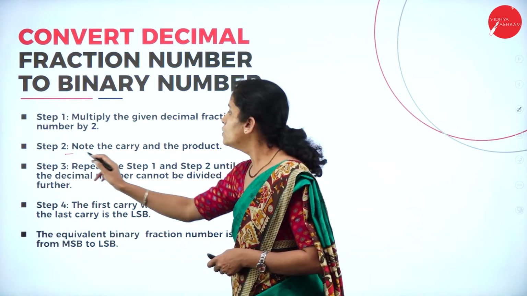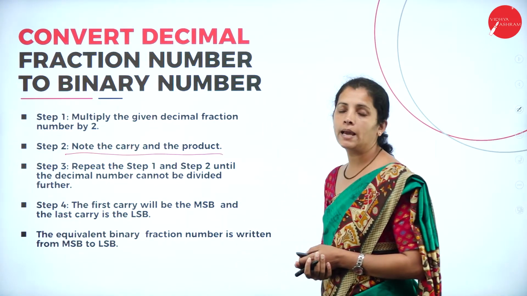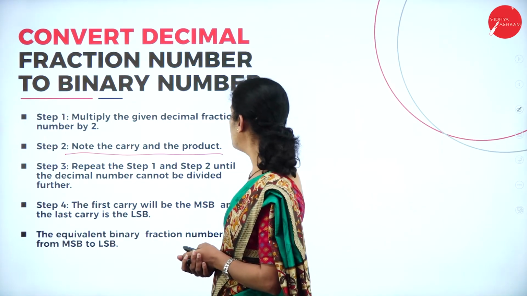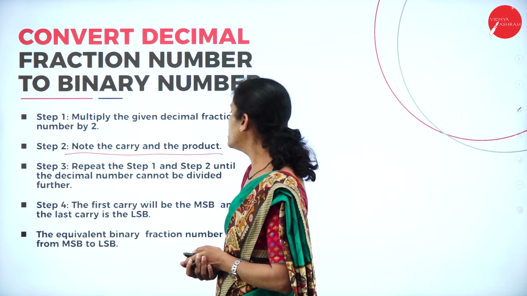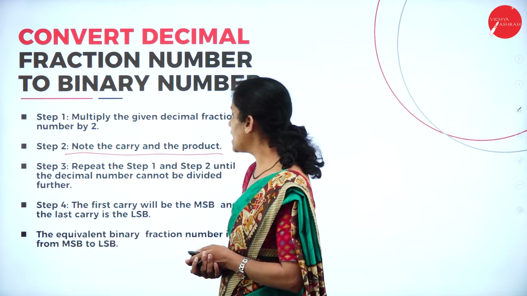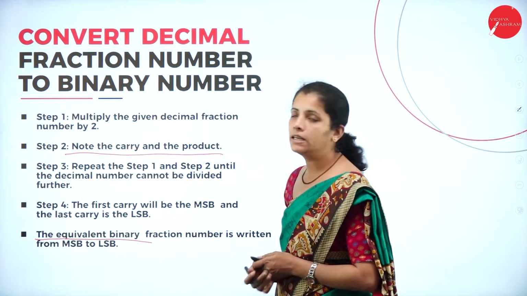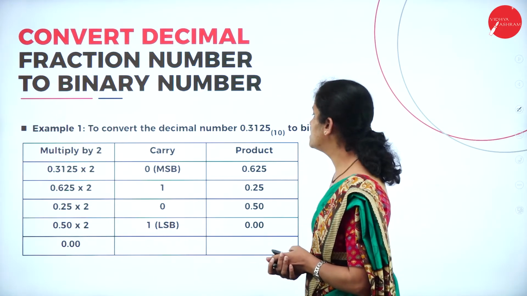Now, note down the carry as well as the product, and repeat steps 1 and 2 until the decimal number cannot be divided further. The first carry will be the MSB and the last carry will be the LSB, and while writing, I want to write from MSB to LSB.